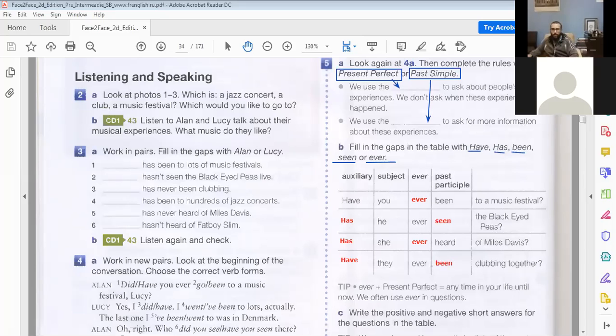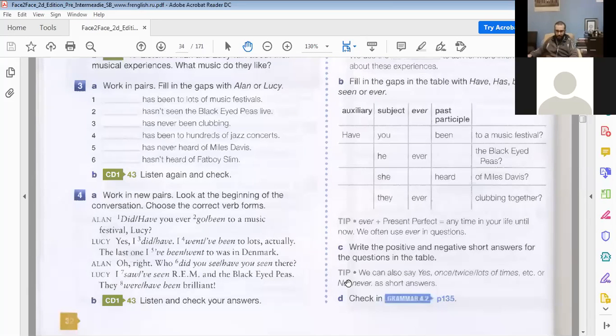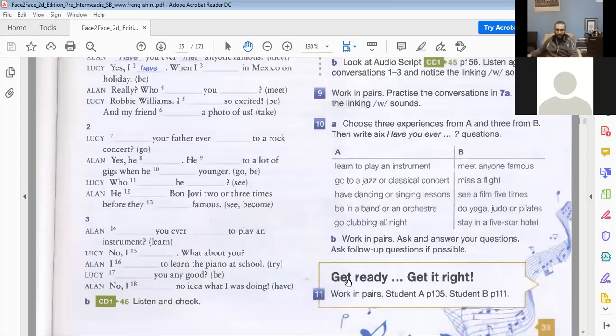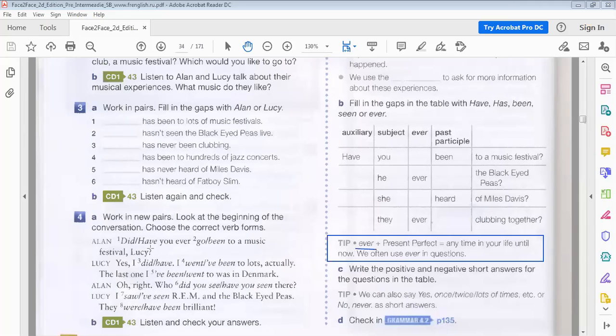Now we want to write answers for these questions here. I think the answers are in the next part. We have a very nice exercise here. Okay, let's finish this first. Let me show you this tip. This is a very good tip. Can you see what it says about ever? What does ever mean, Salma? Can you read this tip for us, please? Ever plus the present perfect means anytime in your life until now. We often use ever in questions. So can we use ever with the past simple?